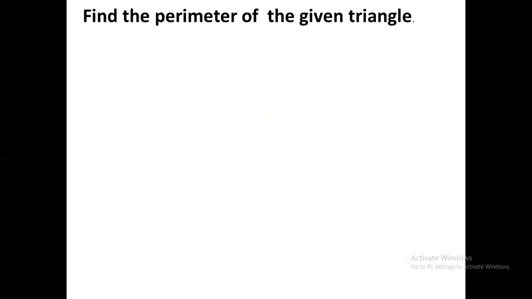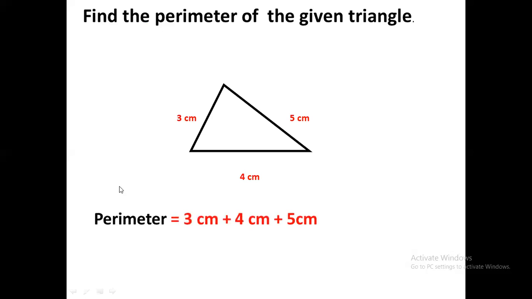So how to find the perimeter of the given triangle? Look at this triangle. If you want to find out the perimeter of this triangle, you should know all the sides, all the lengths of the boundary lines. So let's see what they are. Length of this side is 5 centimeter. Second side is 4 centimeter, and the third one is 3 centimeter. So if we want to find out the perimeter of this triangle, we will add all these lengths. So perimeter will be equal to 3 centimeter plus 4 centimeter plus 5 centimeter. And what is the answer? Very good. Answer is 12 centimeter.